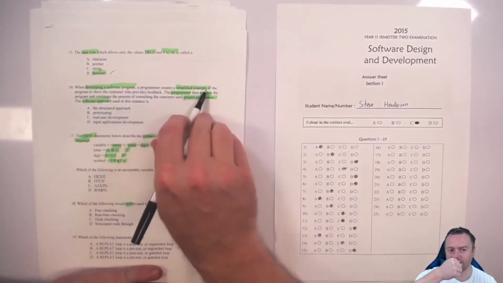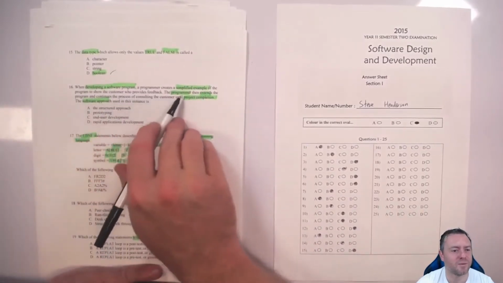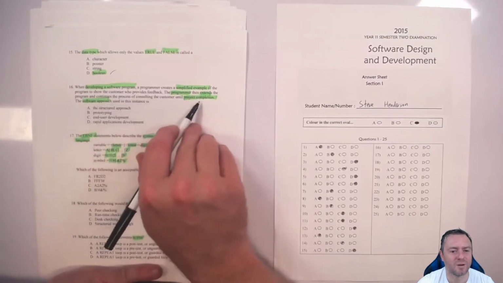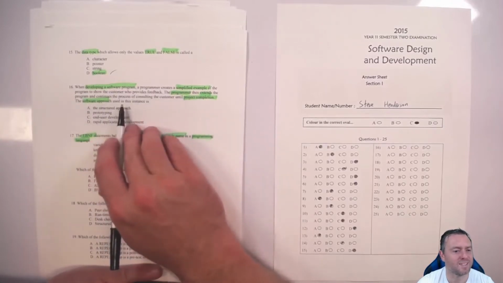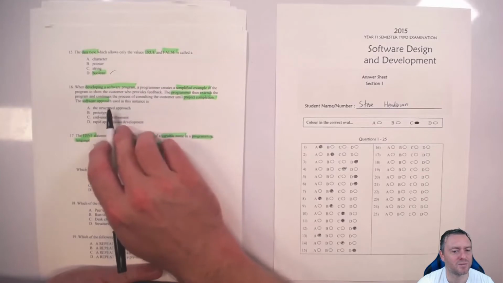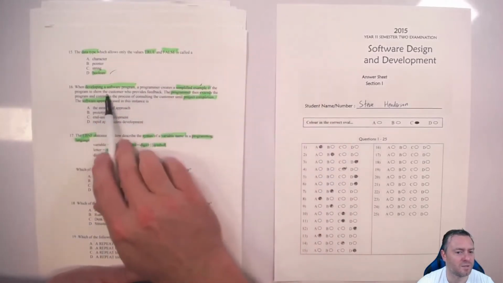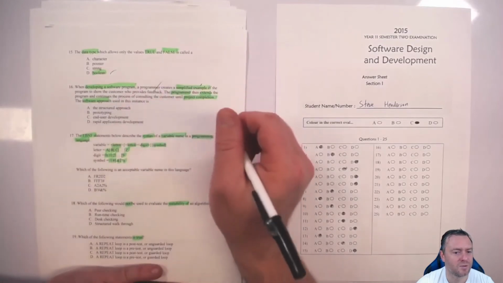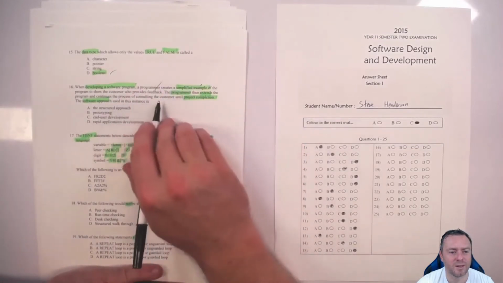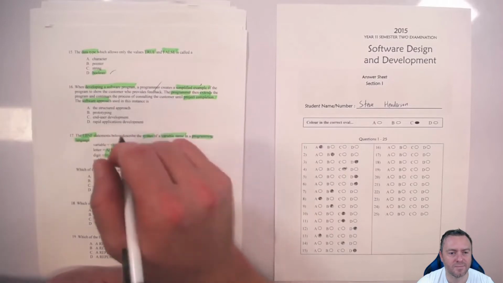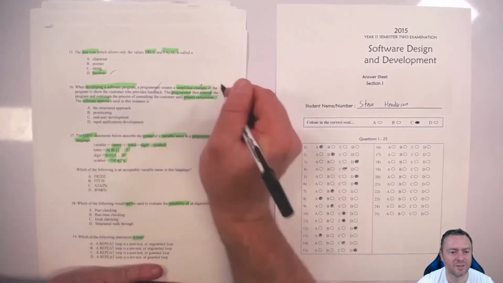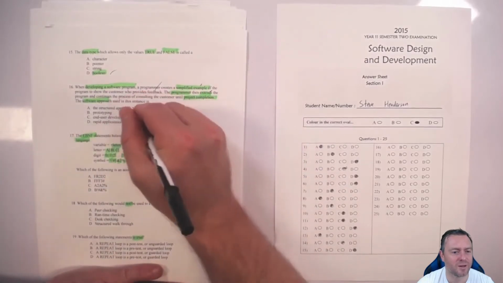When developing a software program, a programmer creates a simplified example of the program to show the customer to provide feedback. The programmer then extends the program and continues the process of consulting the customer until project completion. So that was a simplified example. This is what we were talking about before. I was thinking prototype or agile. Agile isn't there, so I would just go with the prototyping option.